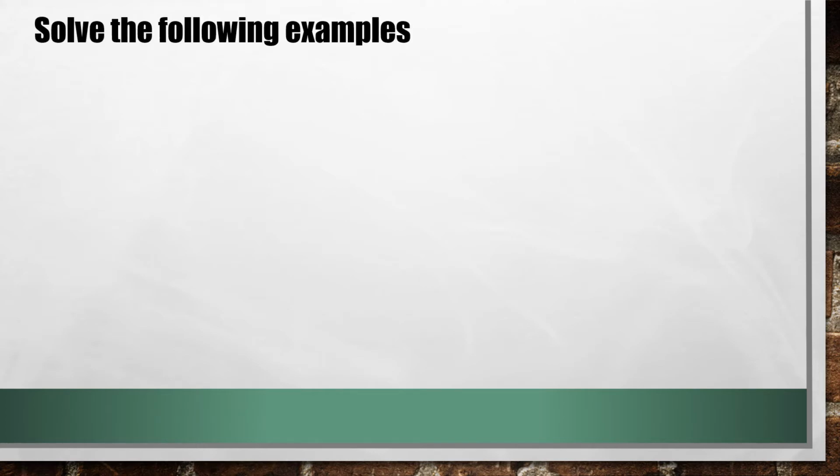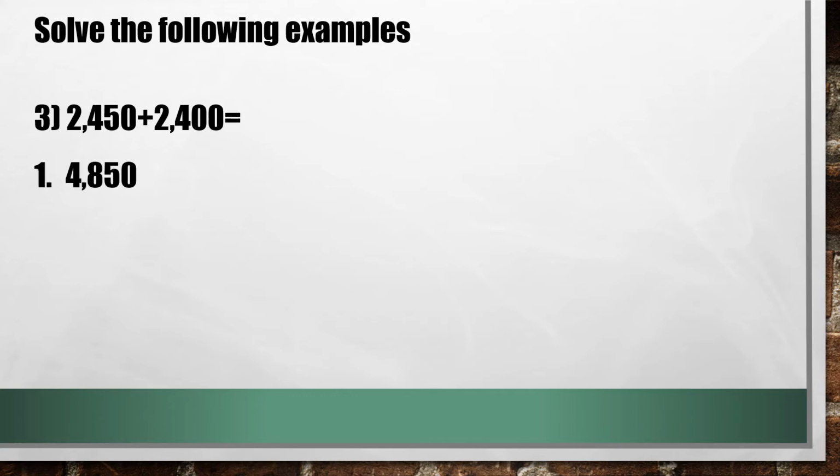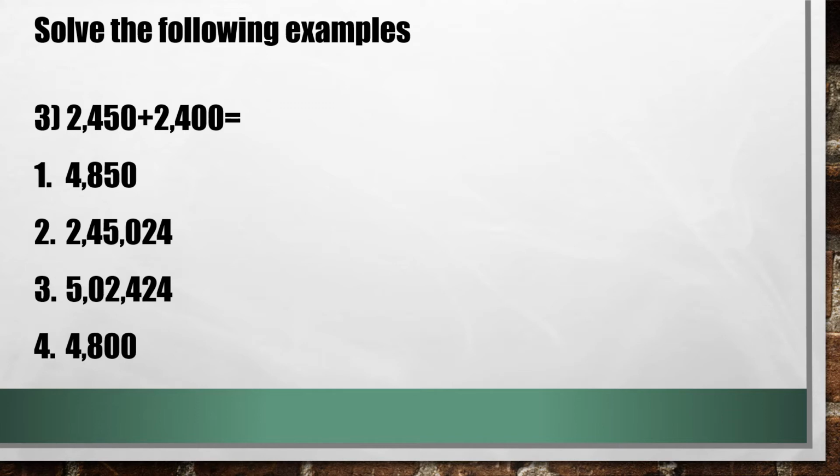Solve the following examples. The next question that we have is 2450 plus 2400 is equal to how much? Let us see the options that we have. The first option that I have is 4850. Second option is 2,45,024. Third option is 5,02,424, and the fourth option is 4,800.